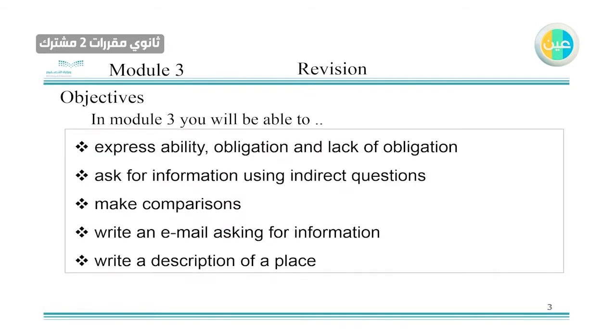In module 3, we're going to express ability, obligation, and lack of obligation. We're going to ask for information using indirect questions. We're going to make comparisons and write an email asking for information, and write a description of a place.